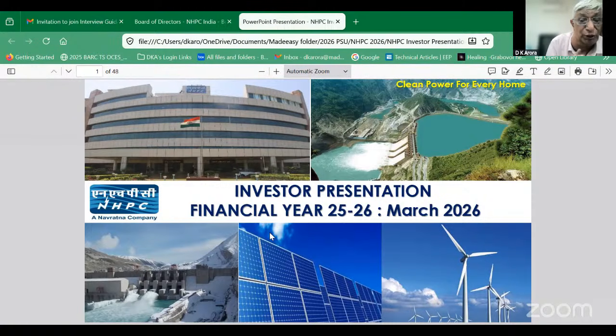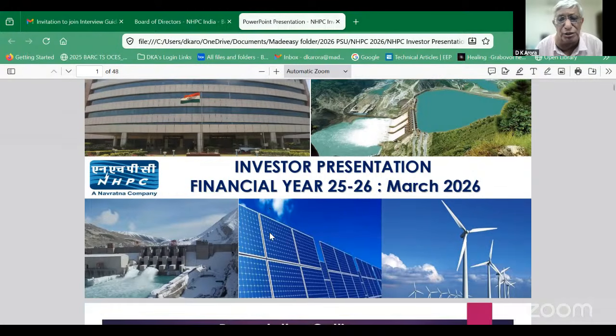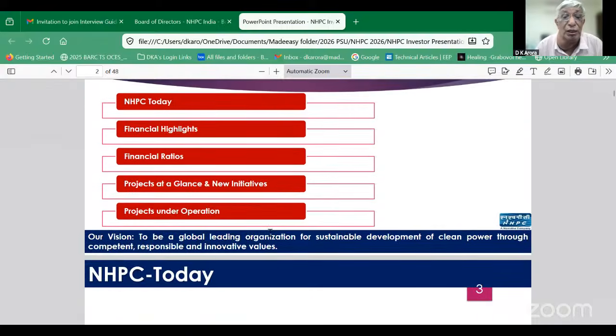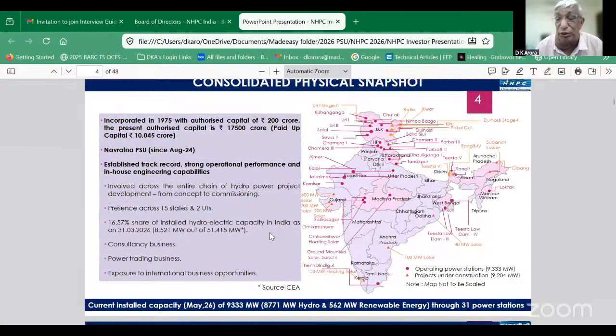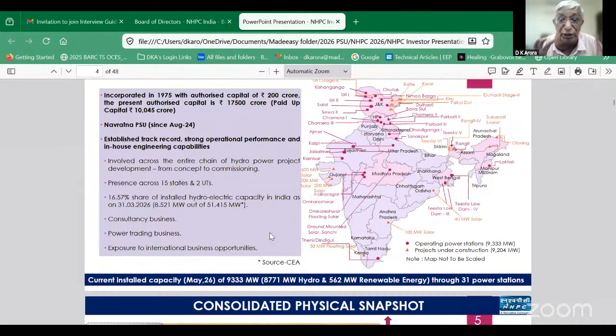Okay. This particular document is extremely useful, and in fact, by just going through this document, you are ready to face any questions related to NHPC. We'll just run through the contents. Where is NHPC standing today? Now, this is a document which was shared by NHPC in the month of May 26. That's a time when they had this investor conference, and that's where they shared their updated performance, right?